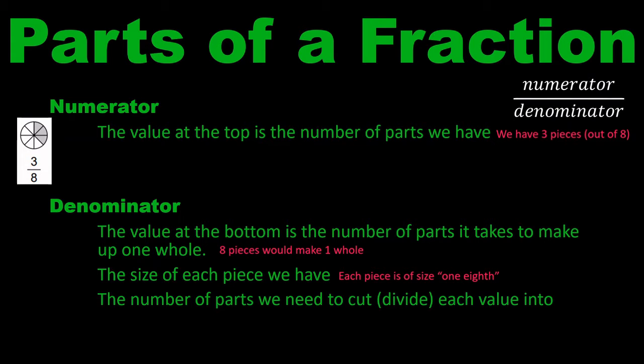We could also say that the denominator is the number of pieces that we cut or divide each value into. So this circle here was divided or cut into 8 equal-sized pieces. The numerator could also be considered the value that is being cut up or divided up. So we could say the fraction 3/8 is the same thing as the division 3 divided by 8.